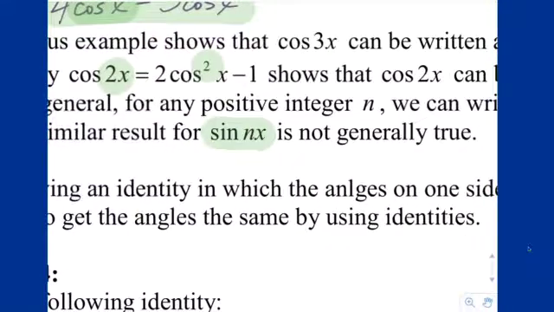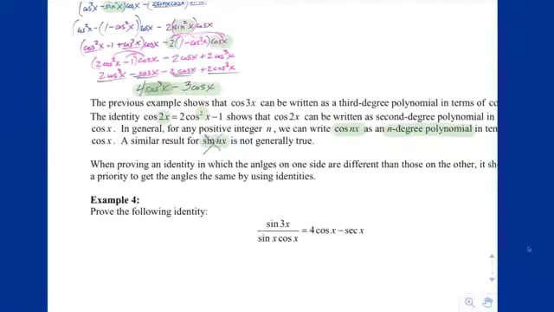That works for cosine only. It doesn't work for sine, unfortunately. Kind of an interesting little observation.